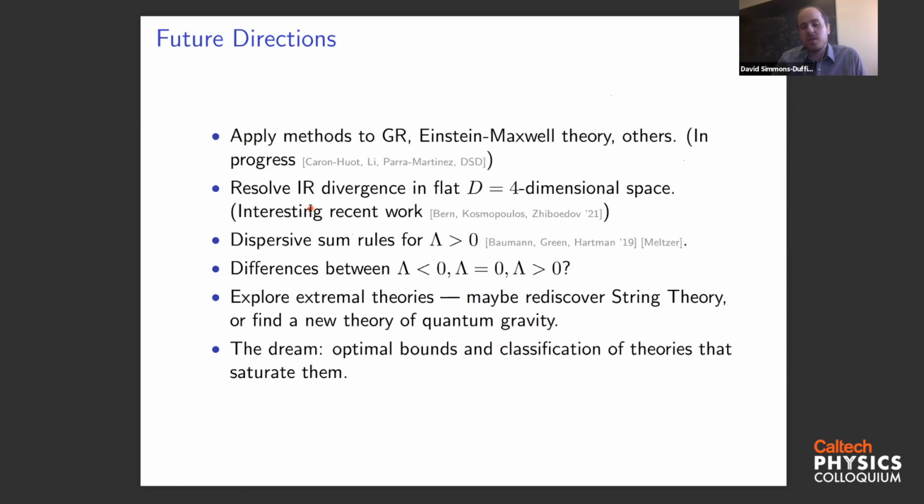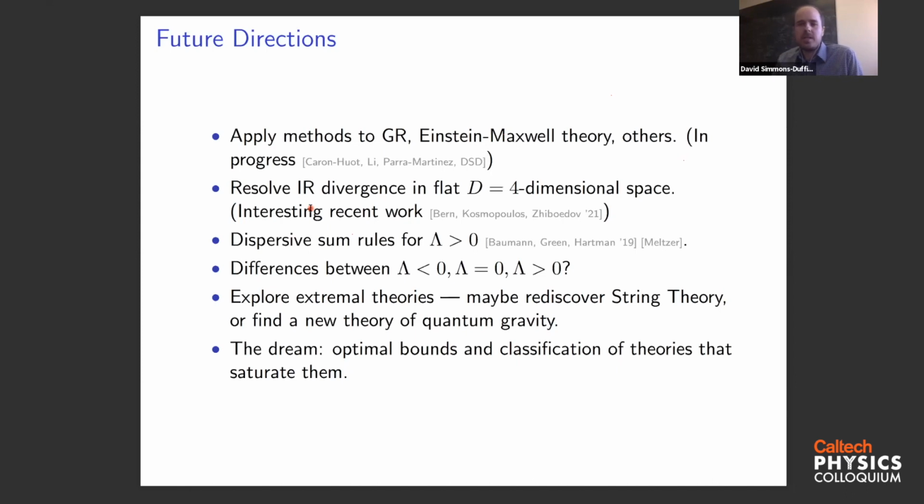Another interesting question is whether we can write down dispersive sum rules for positive cosmological constants. So that's obviously also important for our world. And that's an open question that lots of groups are thinking about. I think it's a really interesting one. Another question is whether there are any differences between these different cases. Interestingly, the bounds that we get in AdS are the same as the bounds that we get in flat space. So that's maybe a little bit surprising. And so perhaps with even more sophisticated functionals, we could end up proving things about flat space that are different from AdS, or vice versa.